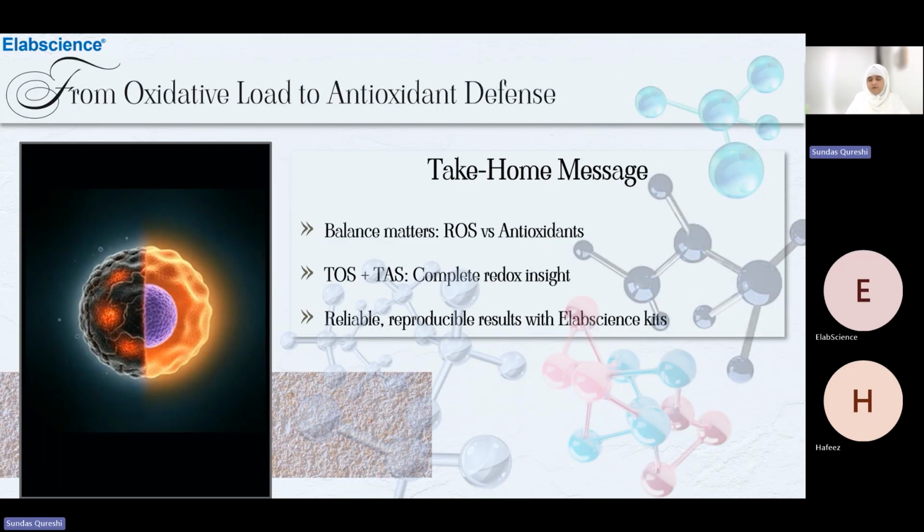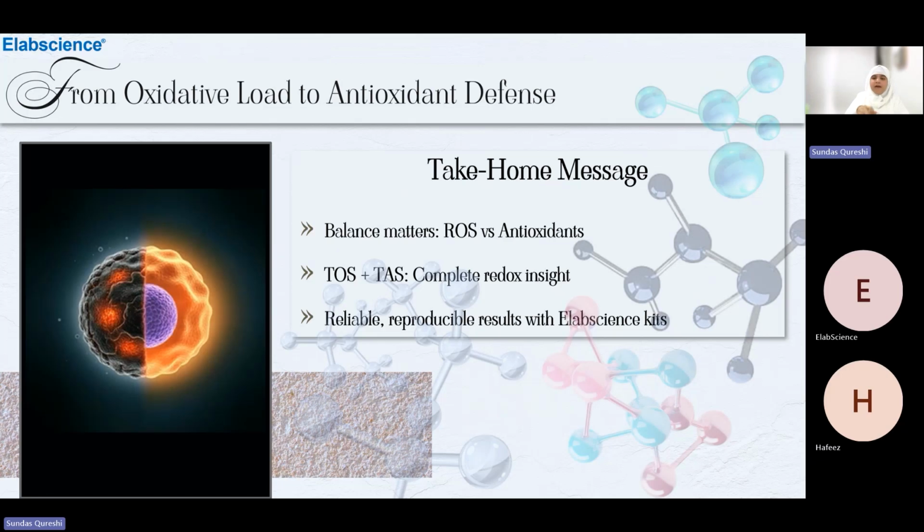Now, to wrap up, remember that oxidative stress occurs when reactive oxygen species outweigh the cellular antioxidant defenses, disrupting the redox balance and impacting health. Measuring TOS and TAS together gives a full picture of this balance, offering stronger insights than single markers alone.